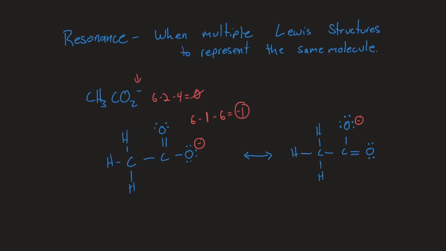The last thing I'm going to do to indicate that these are resonance structures is put this in brackets. What these brackets tell me, in combination with this arrow here, is that both of these structures represent the same molecule and that the actual molecule is some average between the two.